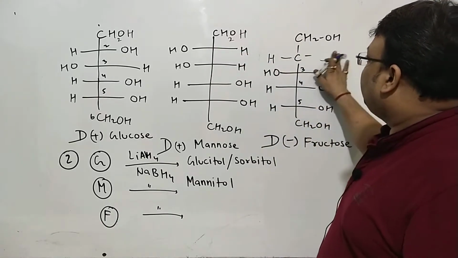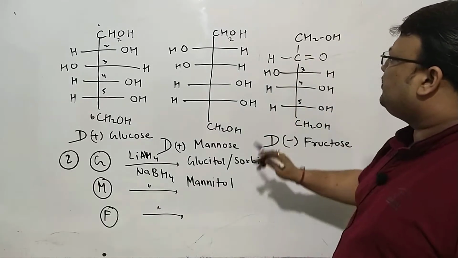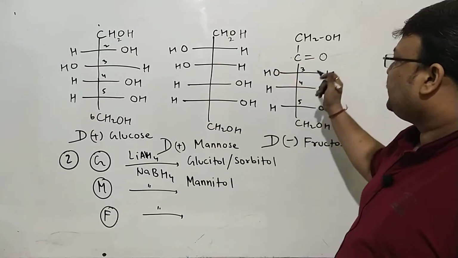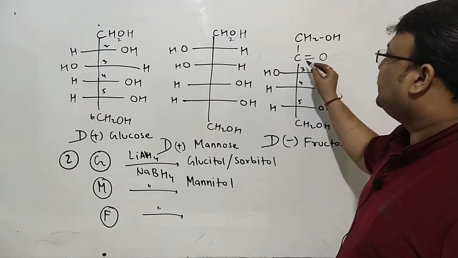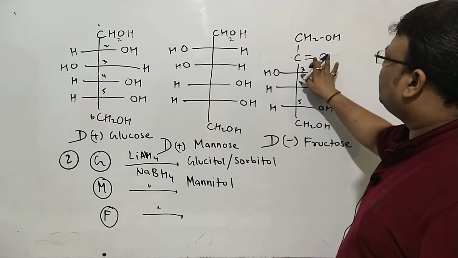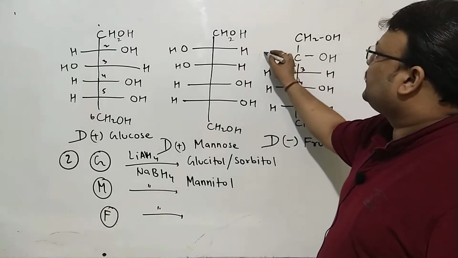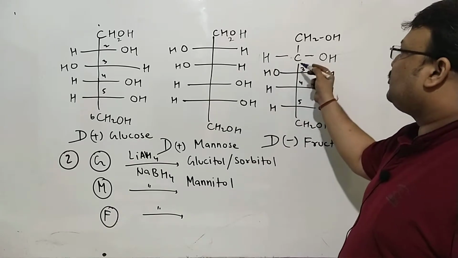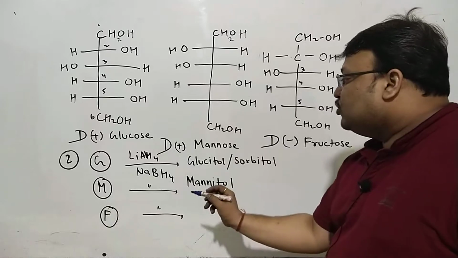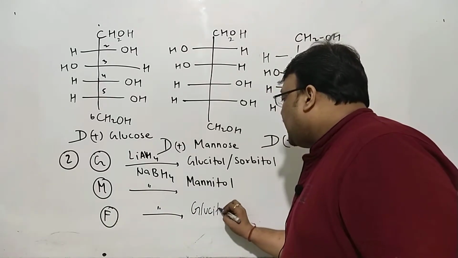Because you began with a C double bond O here. When this is reduced, you'll have OH coming to the right as well as to the left. So this will get reduced to either OH to the right or to the left. Now when it's OH to the right, it's glucitol, and when it's OH to the left, it's mannitol. So fructose will give you both glucitol and mannitol.